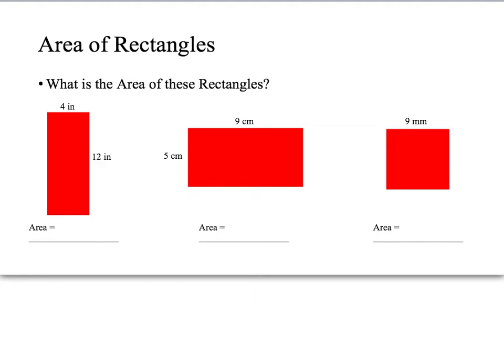Please pause the video while you do this. You should have come up with an equation that reads 4 times 12 equals y, and the y would be your total area, and you should have gotten 48 inches squared. What I'd like for you to do now is go ahead and do the other 2. Pause the video to give you time, and they will be due when you turn in your graphic organizer.